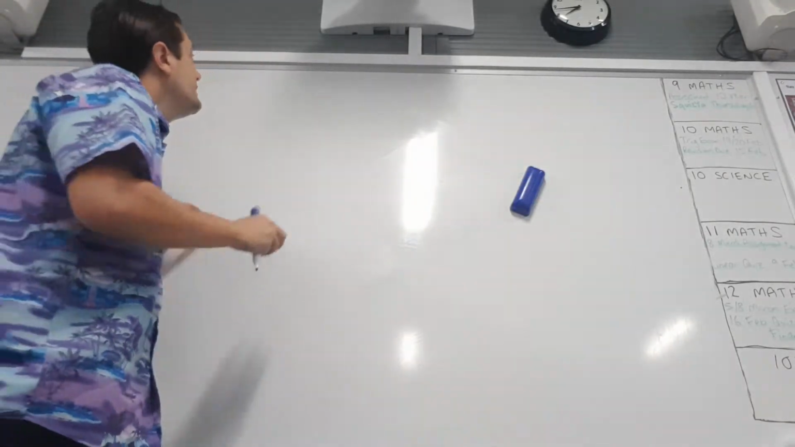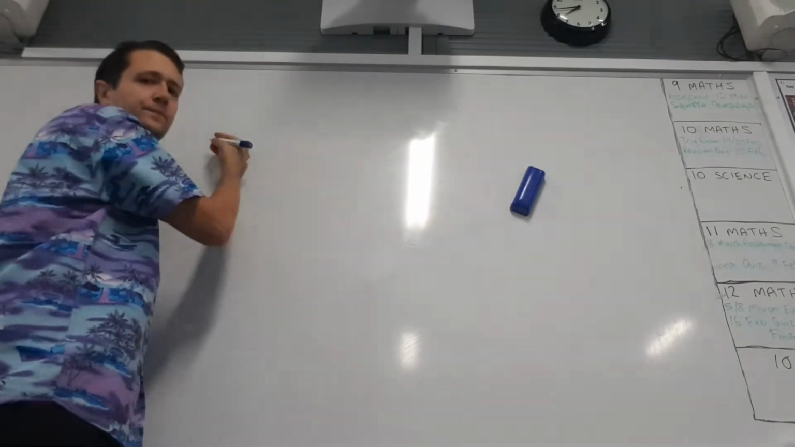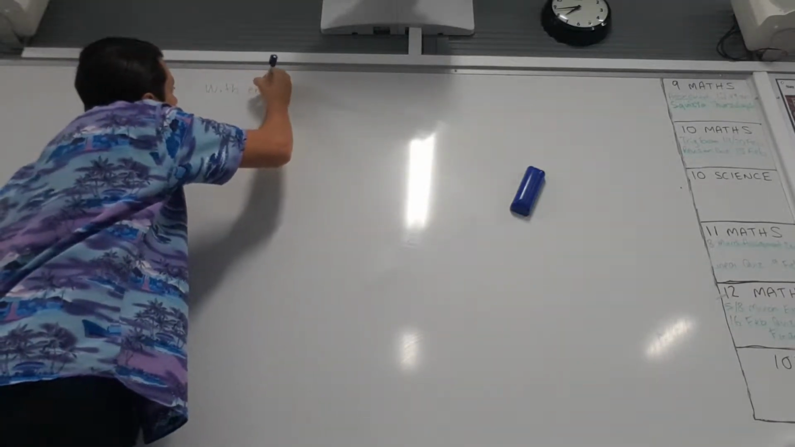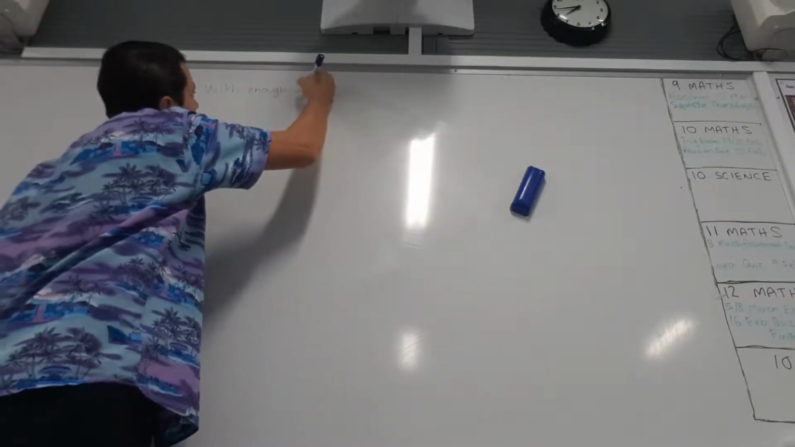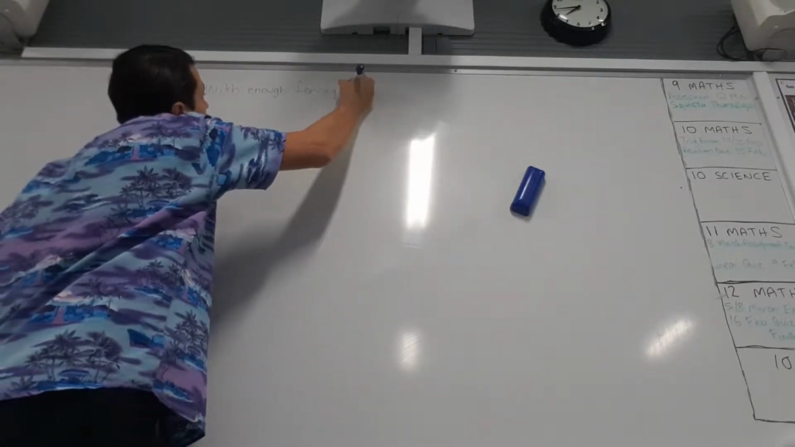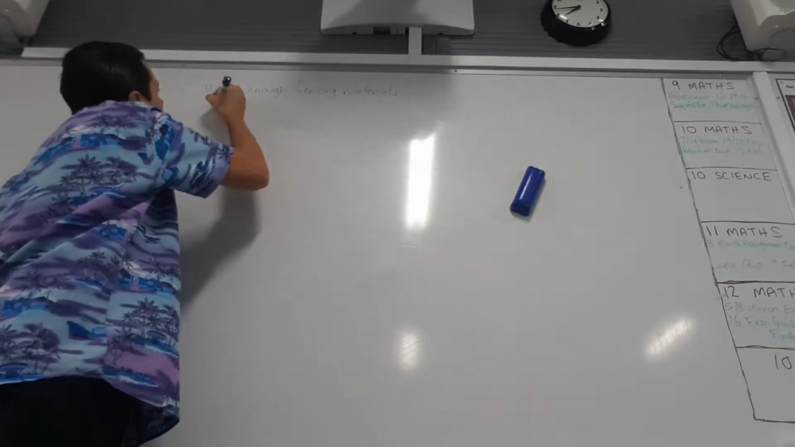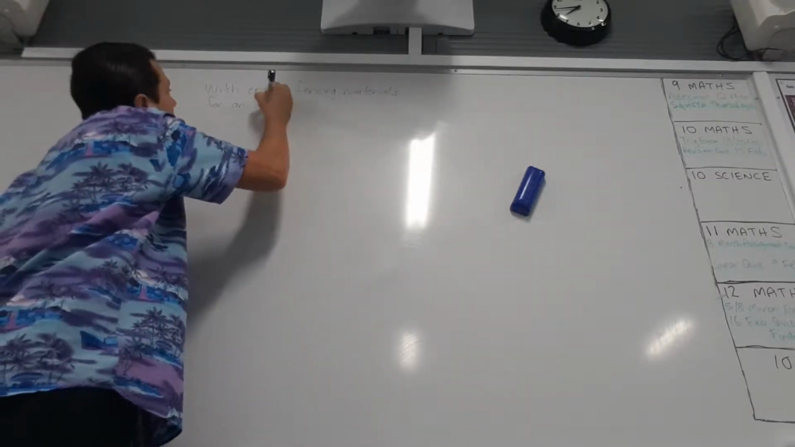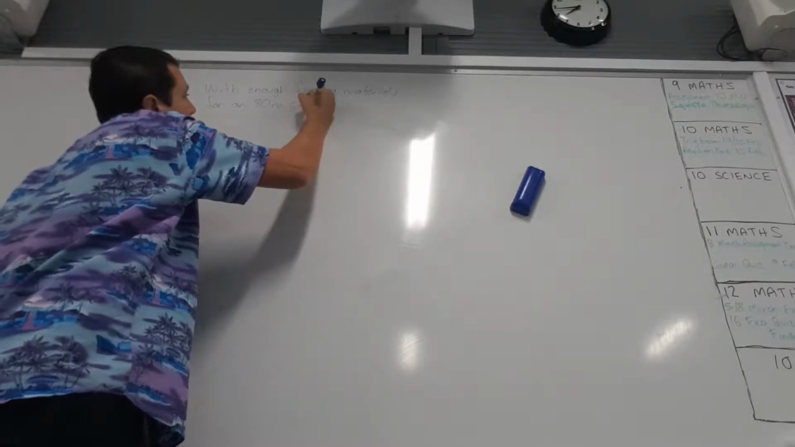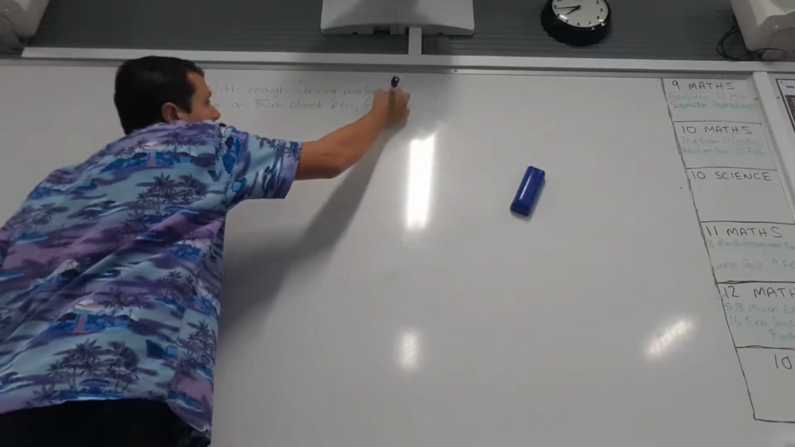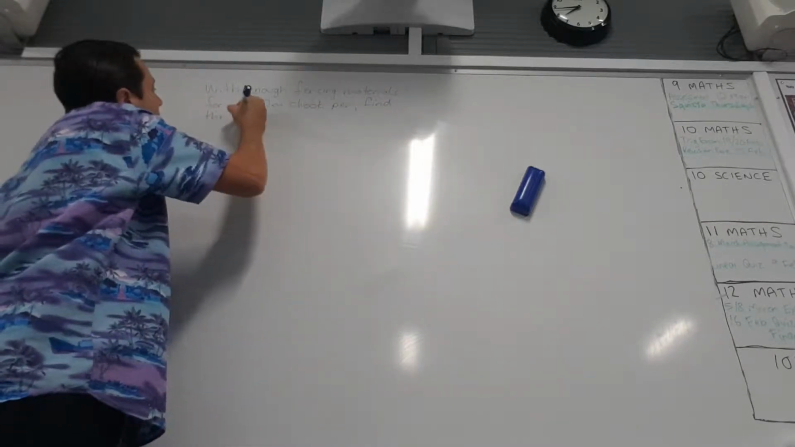But essentially, you have enough fencing materials for an 80-metre chook pen. Find the maximum area.